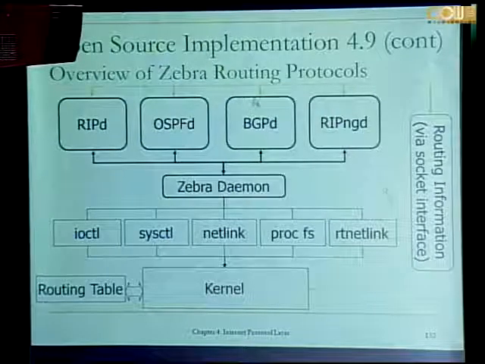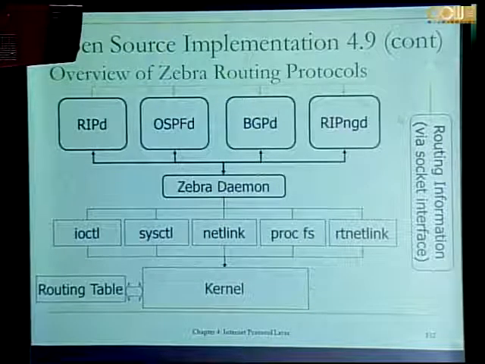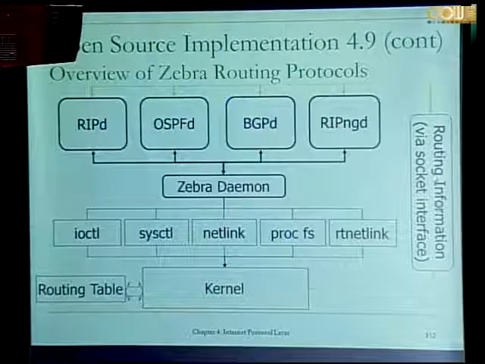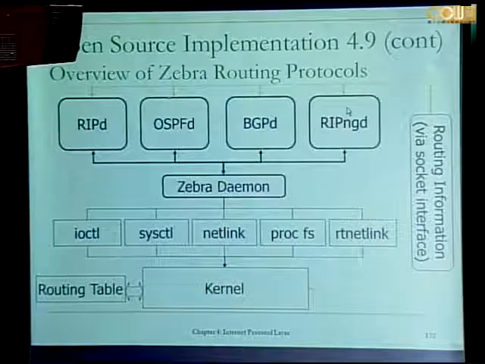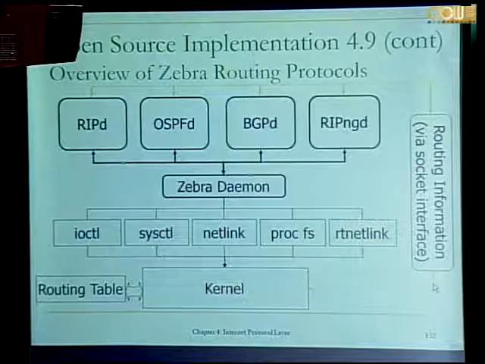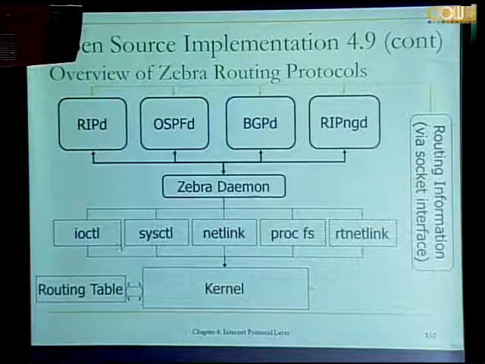And for the daemon to exchange or broadcast with neighbors through the network, it has a socket interface. Bypassing the Zebra daemon, it would use a socket interface to communicate with the other routers. So these are to communicate with the other routers, but these are for the Zebra daemon to communicate with the kernel.